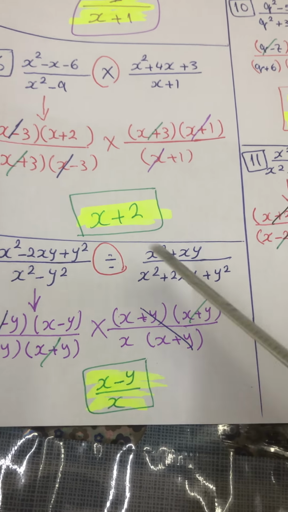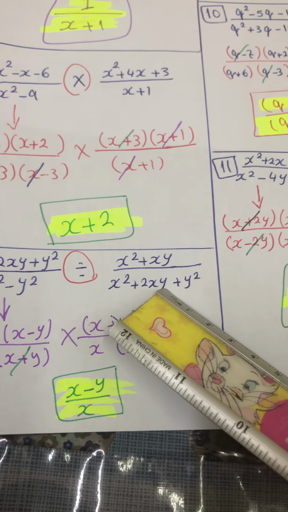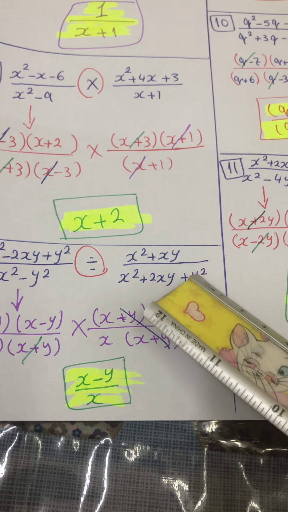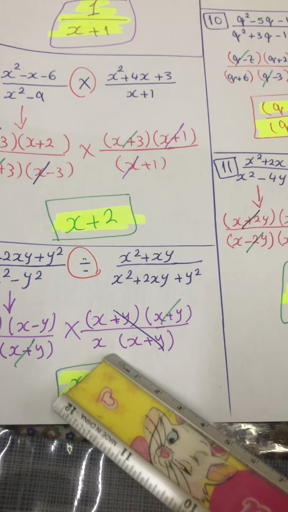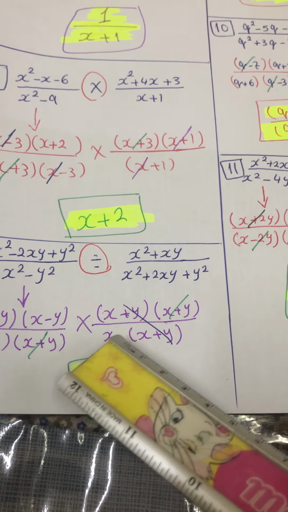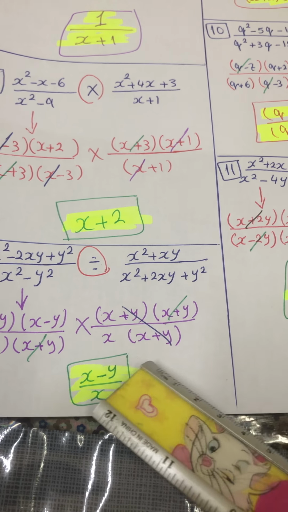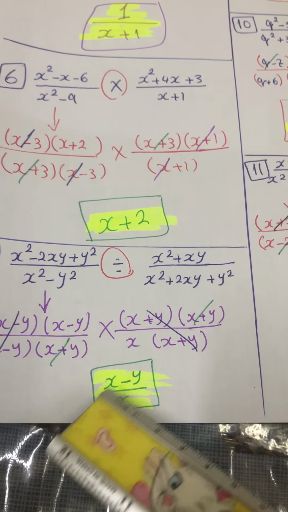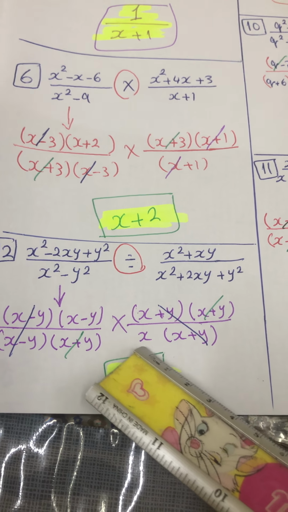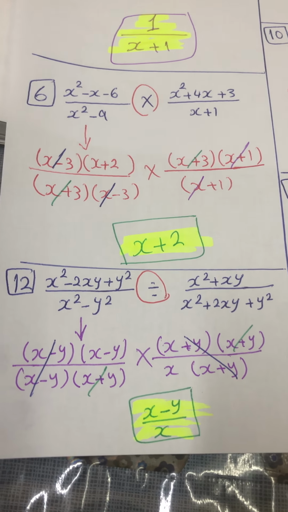Multiply and then flip. I'll take x squared plus 2xy plus y squared up, like this. And down I'll take x as a common factor, x squared divided by x, here equals x plus y. Now what's left up, x minus y, over what's left down, just x.